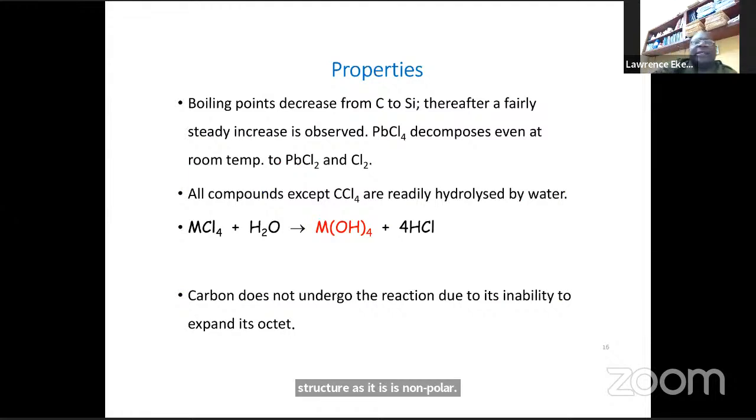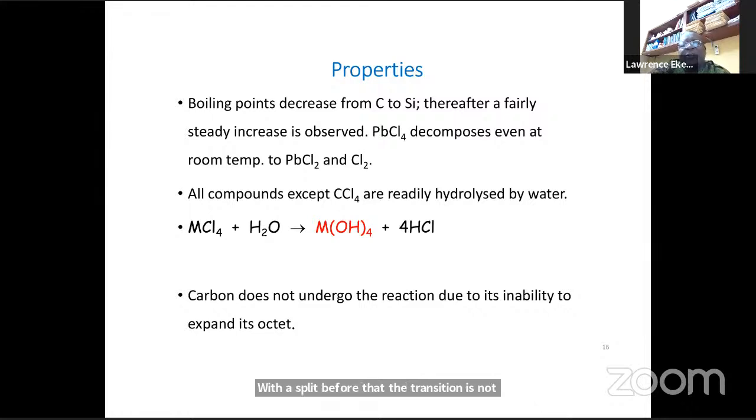So let's look at the boiling point. The boiling point decreases from the top of the group, which is carbon, to silicon. Thereafter, there's a fairly steady increase that is observed. Then lead tetrachloride decomposes even at room temperature to lead(II) chloride and chlorine. We've explained before that the transition is not smooth.